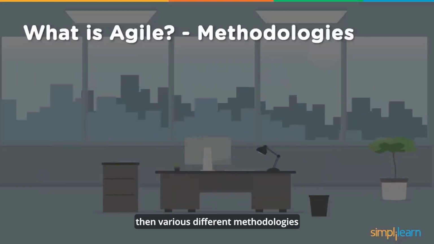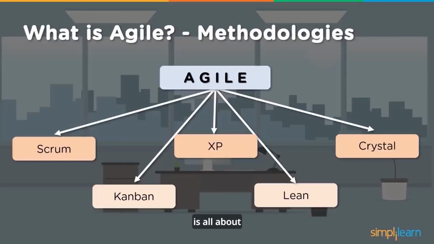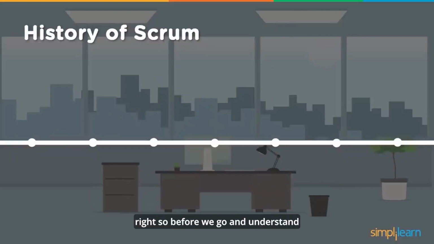Then there are various different methodologies in Agile. We can speak about Scrum, Kanban, Extreme Programming, that is XP, Lean methodologies, and Crystal. Now in this video tutorial, we are actually focusing on Scrum. So let us understand what Scrum is all about. Before we go and understand what Scrum itself is, let us look at the history of Scrum, where it started, how it started.